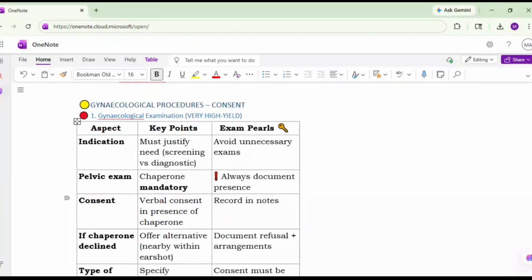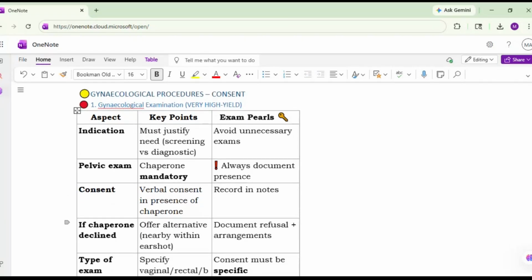Okay, so the procedure, we need to justify the procedure. It may be screening or it may be diagnostic procedure, but avoid unnecessary examination. For pelvic examination, chaperone is mandatory, and always document the presence of the chaperone in the notes. Second, verbal consent in presence of chaperone is a must, and we have to record it in the notes.